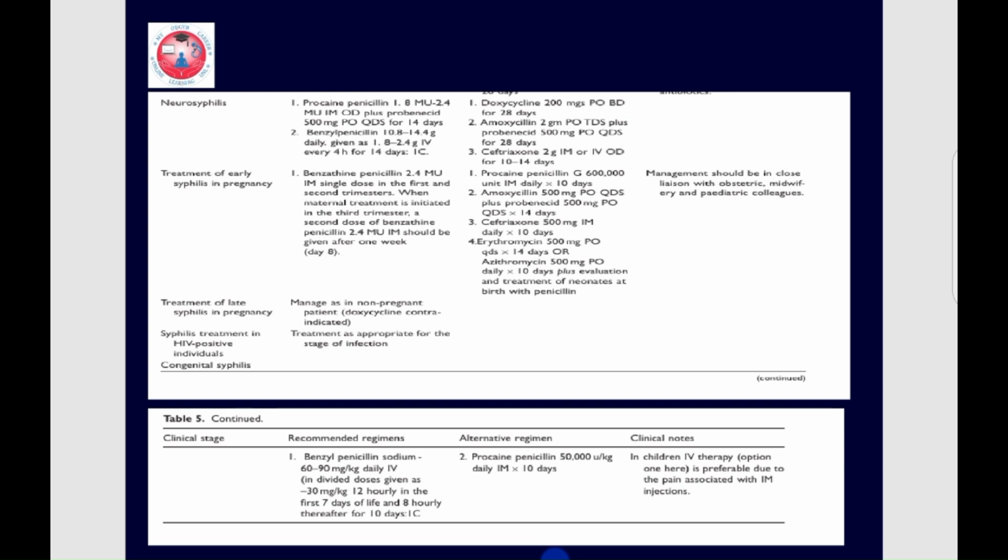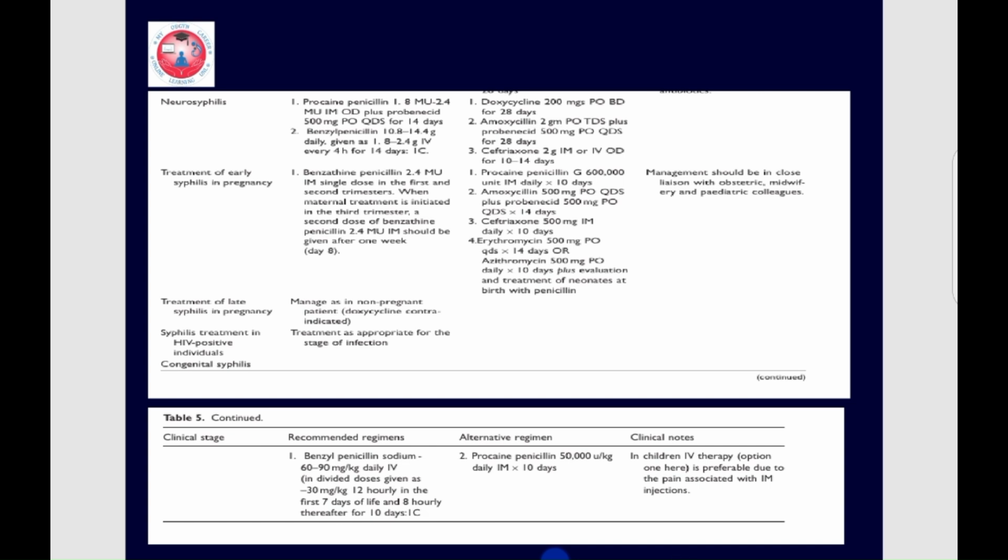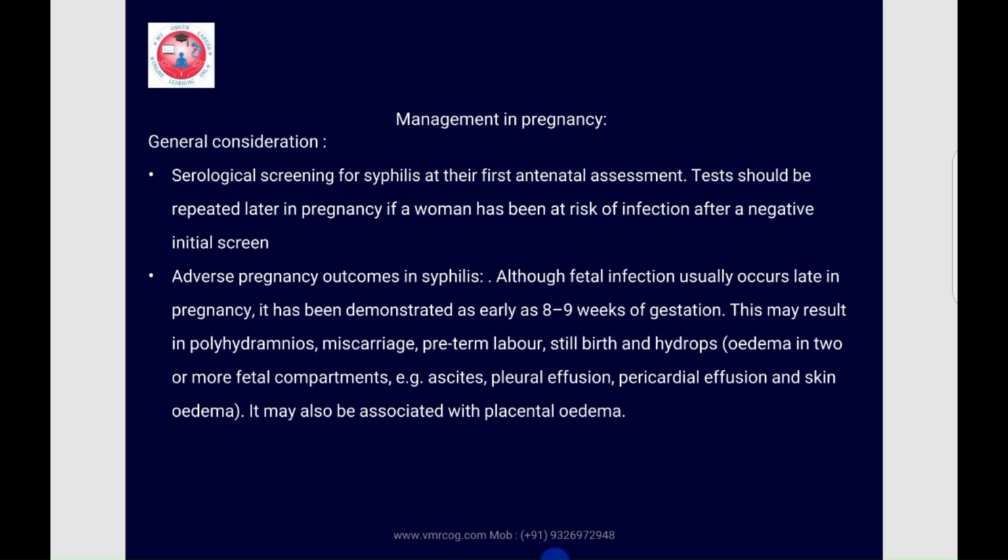Okay, benzyl penicillin 60 to 90 milligram per kg. For the first 7 days the BD dose, and for the next 7 days it is TDS. Okay, total treatment is for 10 days. The alternative is procaine penicillin 50,000 international unit per kg for 10 days, you can give. Okay, so the treatment of congenital syphilis we have also covered.